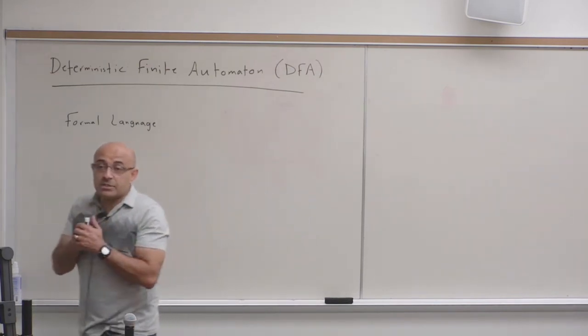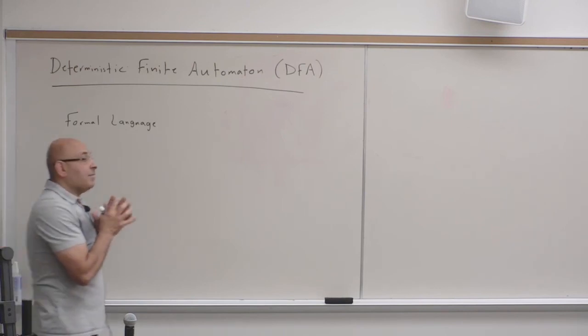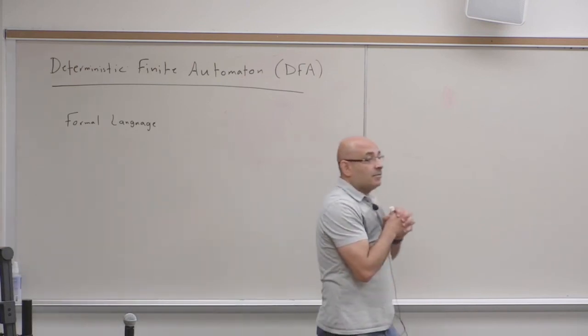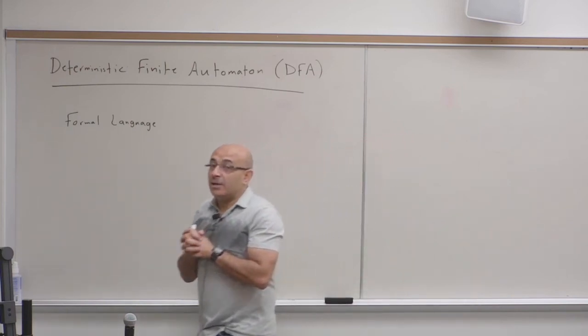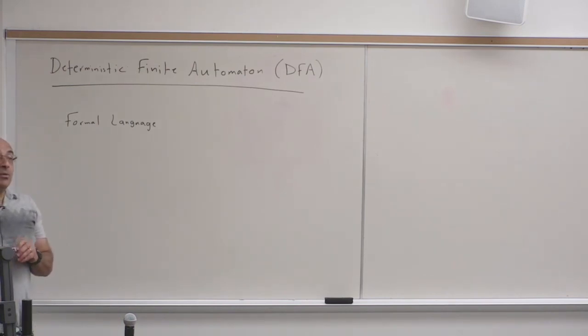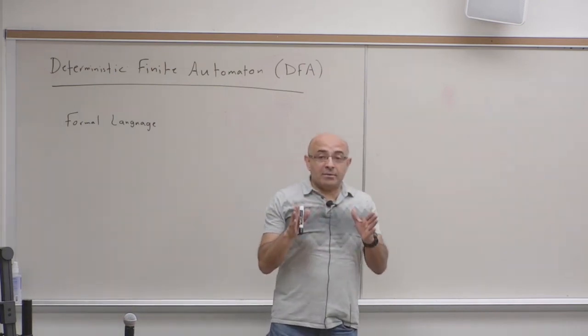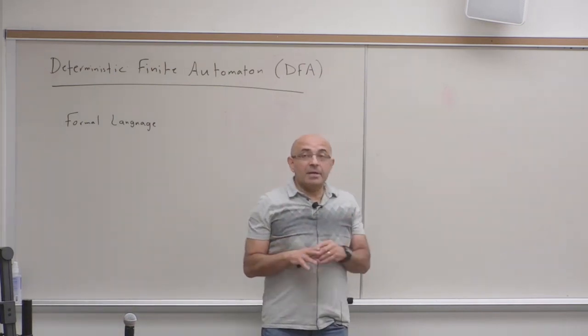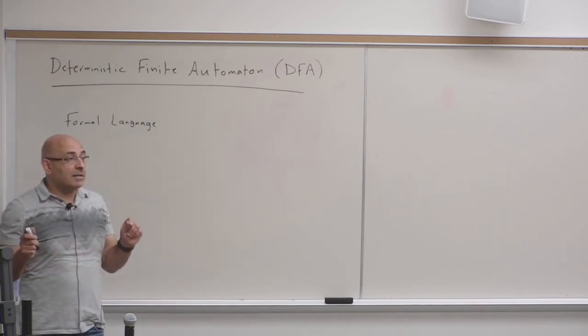Strings. A formal language is just a set of strings. By the way, is it a finite set of strings or an infinite set of strings? Finite. Could be infinite. We didn't say it could be finite. We said that the string is a finite sequence of symbols from an alphabet, and we said that an alphabet is a finite set of symbols.